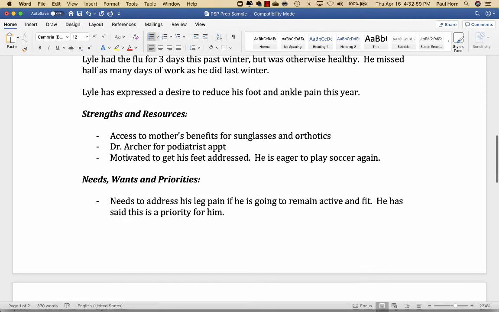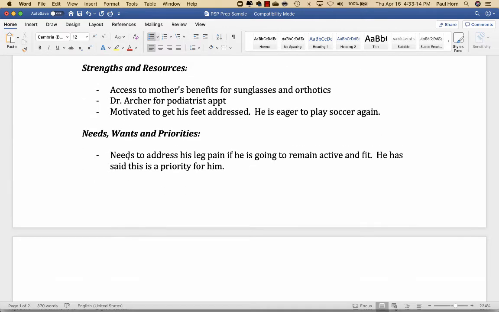But it also might include internal resources, such as his motivation or his own talents or his own personal strengths that he brings to the equation. And you'll see that those have been put in pretty short, concise form. Below that, we've identified his needs, wants, and priorities. And we've said what he wants based on his own input, as well as whether it's going to be a prerequisite to other things that presumably will become important later in this report.